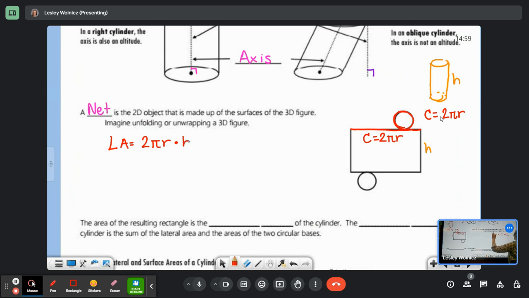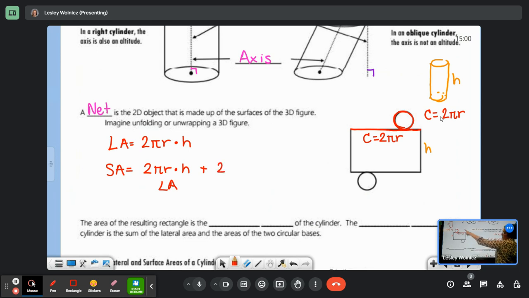Times the height. Okay, now if I'm looking at the total surface area, that will be the lateral area, which is our 2 pi r times h. This is the lateral area, plus how many bases? 2. Yeah.